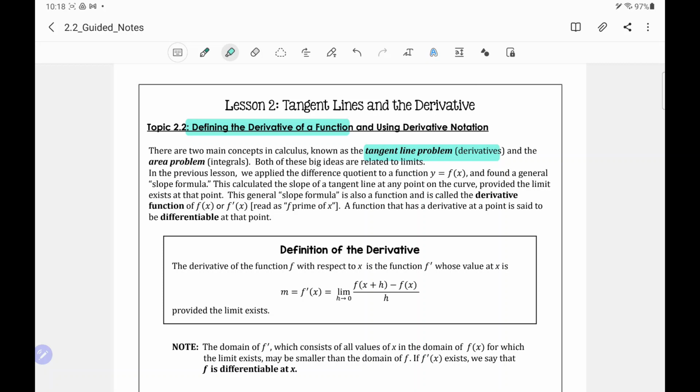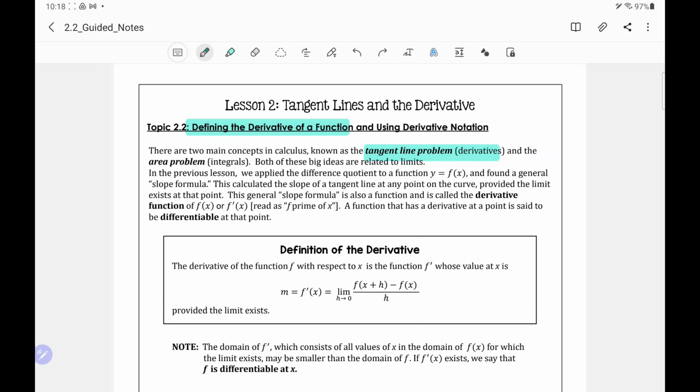In the previous lesson, we applied the difference quotient to a function y equals f of x and found a general slope formula. This calculated the slope of a tangent line at any point on the curve, provided the limit exists at that point. Remember this right here? Look down here at the bottom. This is what they're talking about. We did this formula. This general slope formula is also a function and is called the derivative function of f of x, or f prime of x. We've talked about that already.